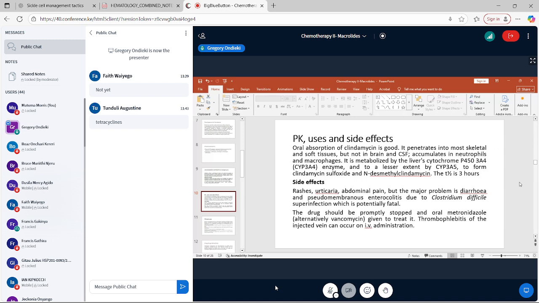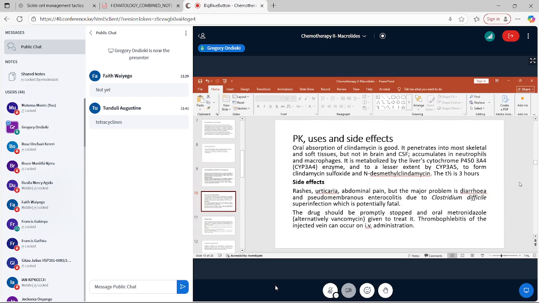Its metabolism is via CYP3A4 enzyme, and I think I've said so many times that of all the cytochrome isoenzymes, CYP3A4 and A5 will do 75% of oxidative drug metabolism hepatically. Any drug that upregulates CYP3A4 will decrease the concentration of clindamycin. So it means then the dose of clindamycin has to be increased, right? Then its half-life is 3 hours.